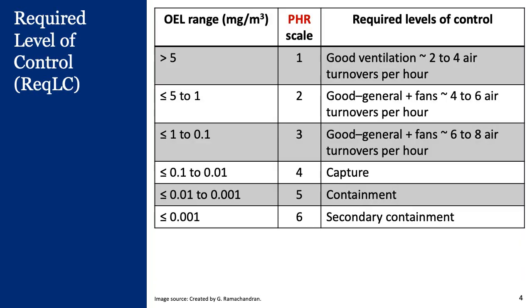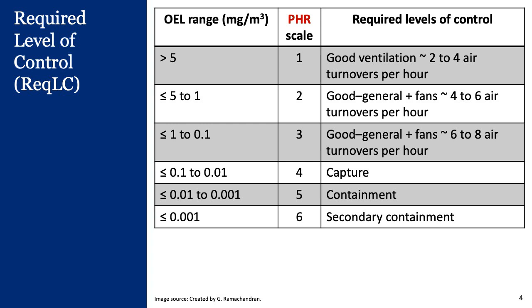And here's the PHR matrix. On the left-hand column, we have the occupational exposure ranges, then the PHR scale in the middle column, and then on the right-hand column, we have the required levels of control. So if we have an OEL greater than 5 milligrams per cubic meter, meaning it's a relatively benign type of aerosol, not particularly toxic, then the required level of control is just general ventilation, 2 to 4 air changes per hour. And this is the PHR scale 1.